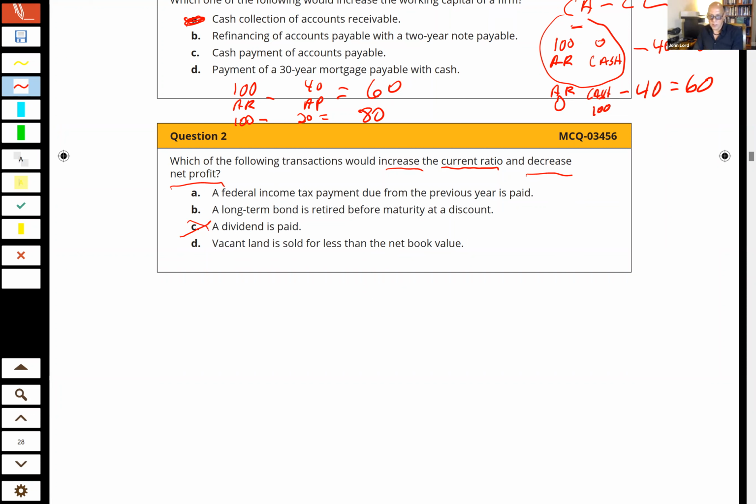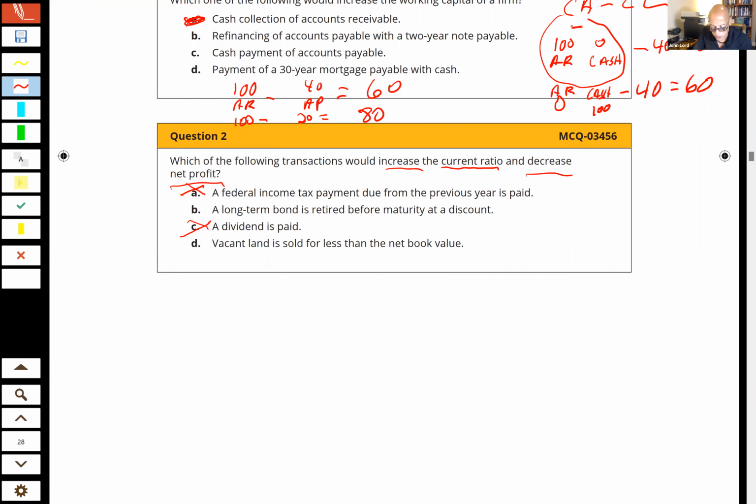Dividends paid does not affect the income statement. So it's gone, right? Dividends are not an expense. We just directly subtract from the statement of retained earnings, okay? Then you start looking and you see, well, a federal income tax payment due from the previous year is paid. That's a purely balance sheet item. Paying and payable only affects the balance sheet. It will not affect profitability.